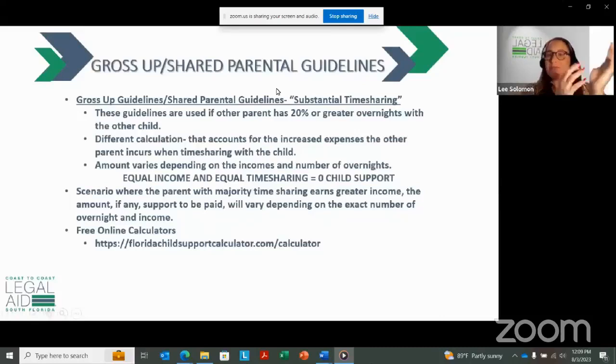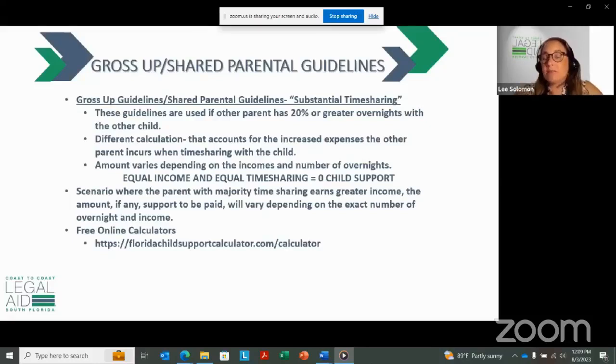So the other form of guidelines are called gross up guidelines or shared parental guidelines. They're used when there is substantial time sharing. That is a legal term, again, defined as 20% or more of overnights with the child. It has a different calculation. It does account for the increased expenses that the other parent incurs when they're spending substantial time with the child. They have to provide food and shelter and care for the child when they're spending all that time with them. And so the guidelines are adjusted for that.